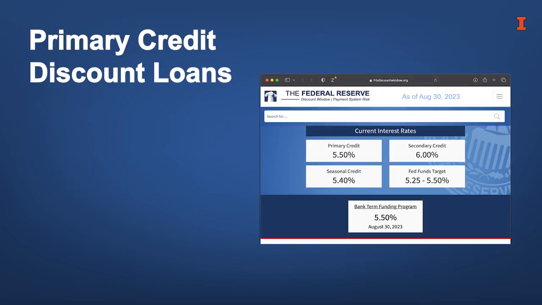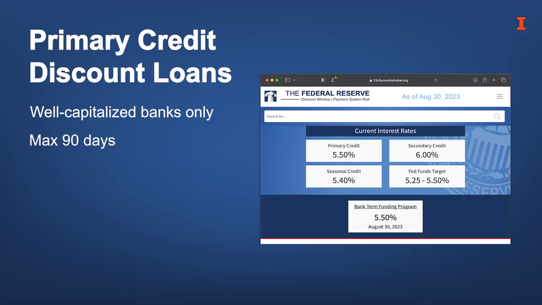At the Federal Reserve, banks currently have access to several types of discount window lending. We will focus on primary credit. This is the most important category. The main purpose of primary credit is to provide cash in case other funding is not available. Primary credit discount loans are available to well-capitalized, healthy banks. These are short-term loans with a maximum maturity of 90 days.